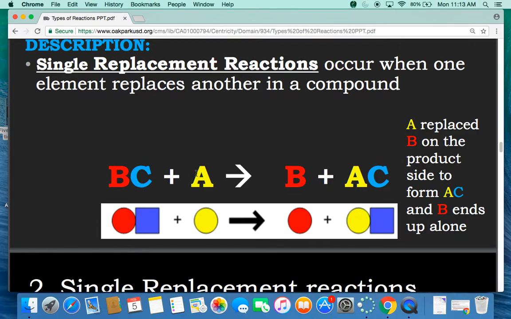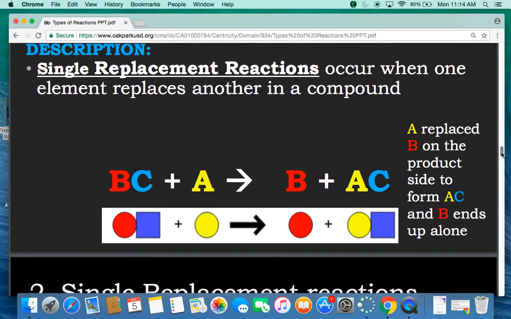So that's what happens. A will replace B, B gets kicked out as an element, here's the element by itself, and then you have a compound between A and C. And that's how a single replacement reaction works. We will get into the specifics of it, but that's how you can tell, because you have an element and a compound to form an element and a compound.